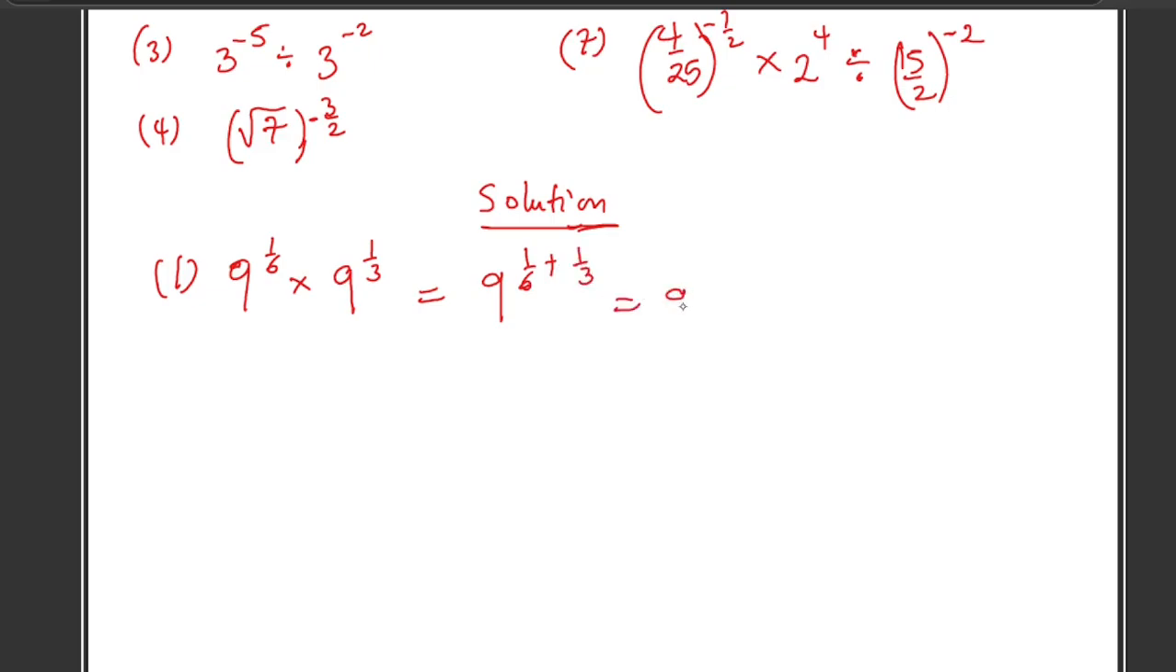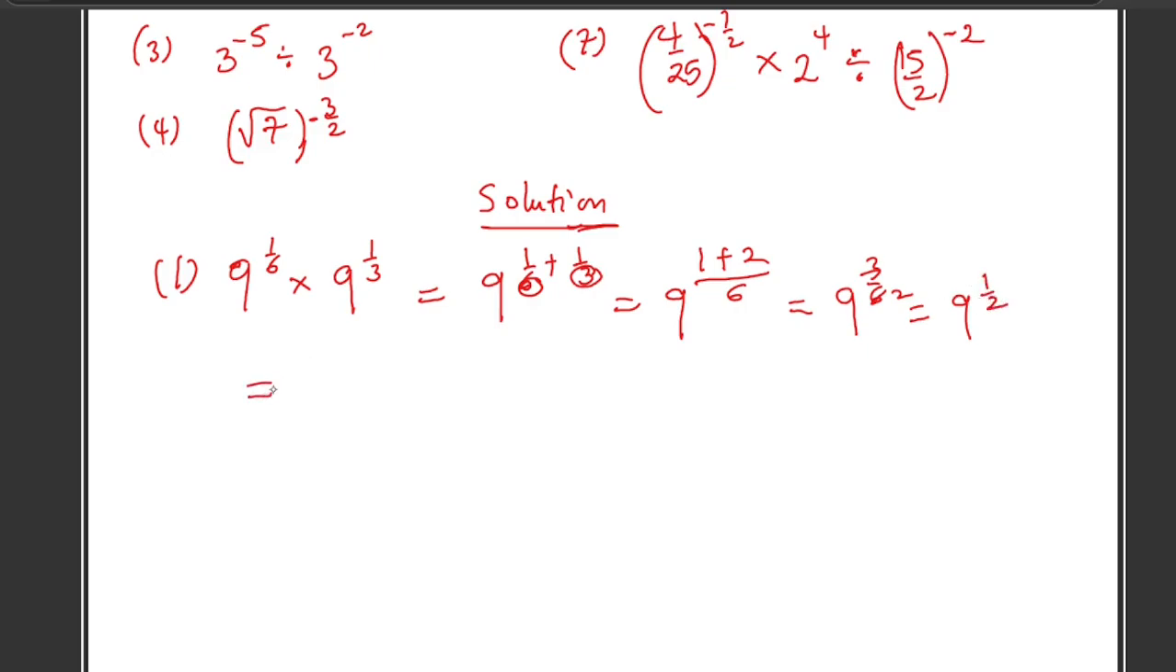That equals, find the LCM. The LCM is 6. 6 divided by 6 is 1, times 1 is 1, plus 6 divided by 3 is 2, times 1 is 2. That equals 9 to the power 3 over 6. Then 3 in 6 is 2, so 9 to the power 1 over 2.